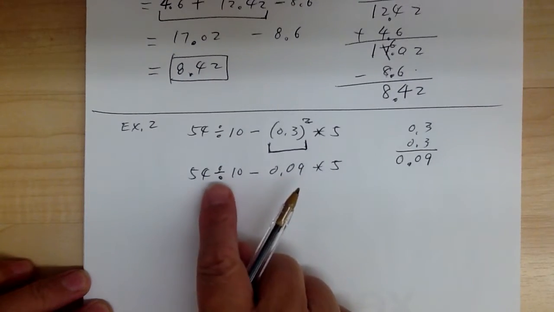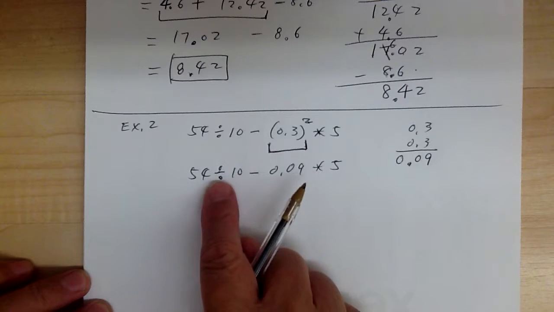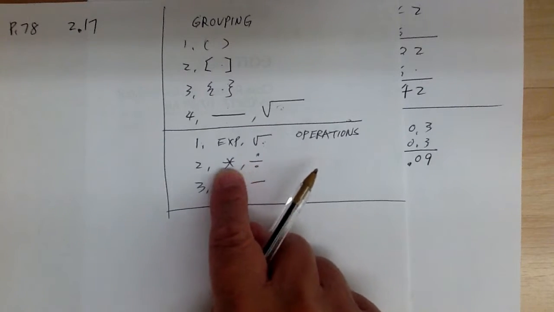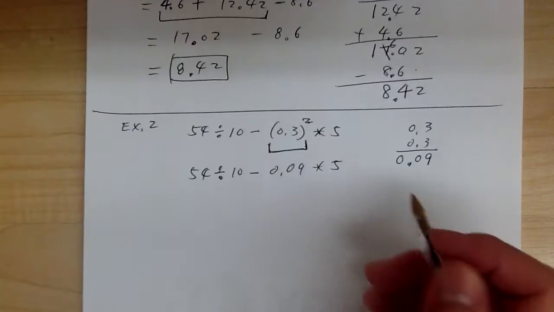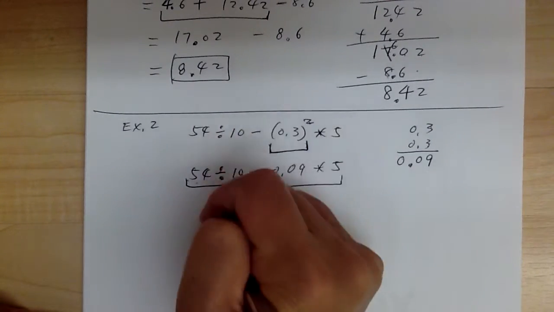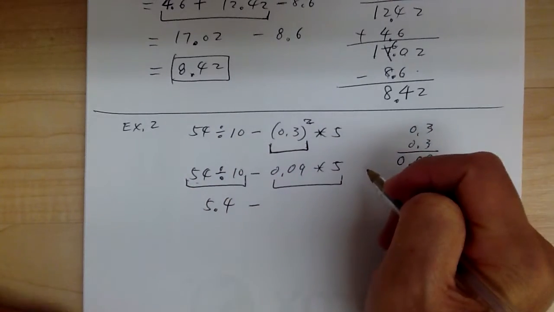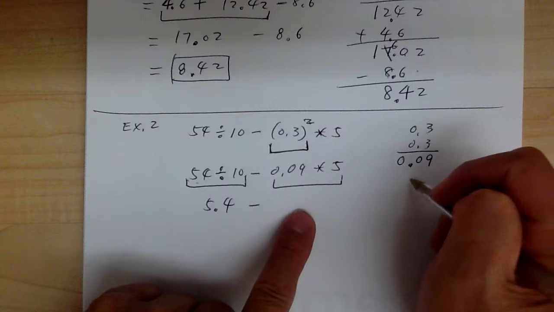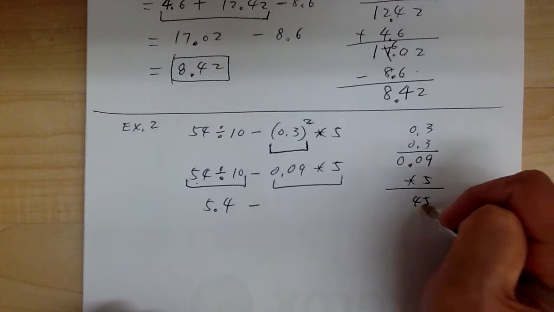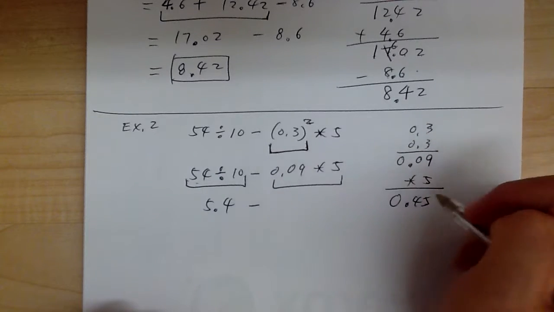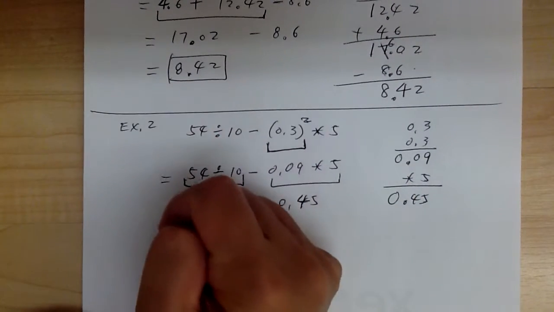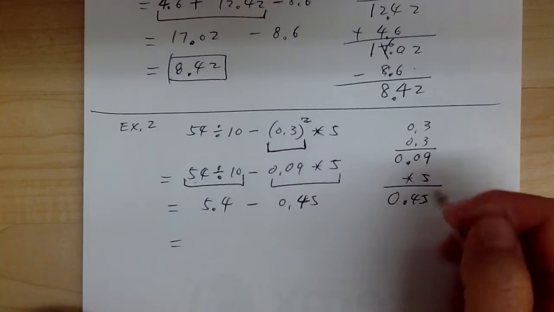So next, I have the division, subtraction, and multiplication. I need to do division and multiplication because these are the same level, and if you have more than one of these, you have to go from left to right. So I need to do this one here and then this one here. This one I divide, and I get 5.4. This one I multiply, and I already have the 0.09, so I'm just going to times it by 5. 5 times 9 is 45, and there are 2 decimal places. So I get that. And my next step is I need to do this. That's the last step that I do.